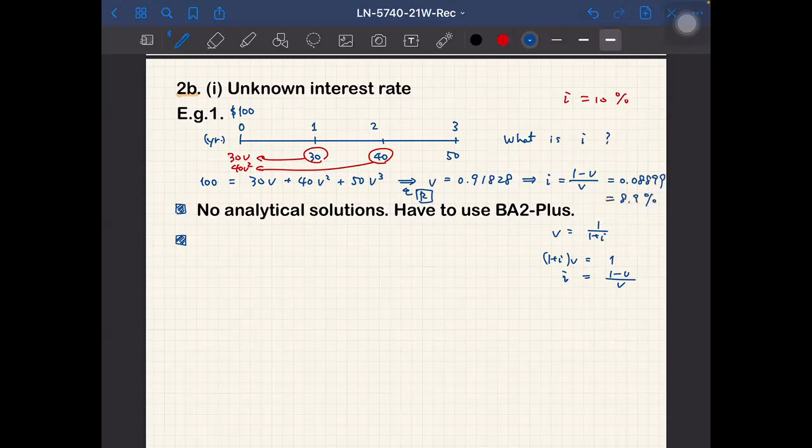Okay. But we have to use a computer. We cannot solve it by hand. So if you don't have a computer, you have to use the BA II Plus during the exam or during the quiz, or anyway, whenever you don't have a computer. So how to calculate it? Again, we use the time value of money function, but it's a little bit more complicated because these amounts, 30, 40, 50, are different.